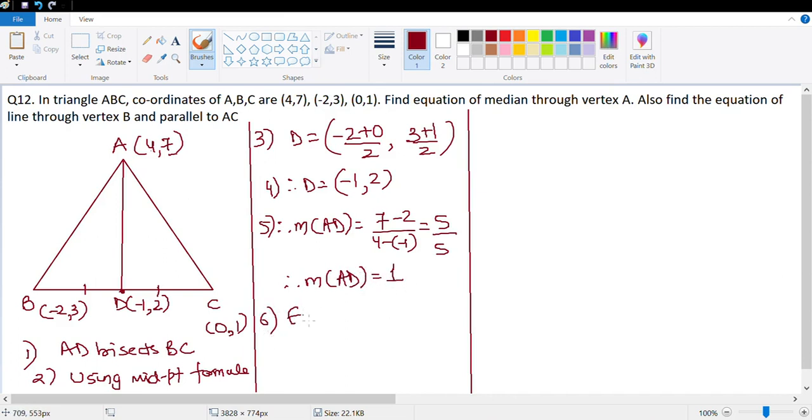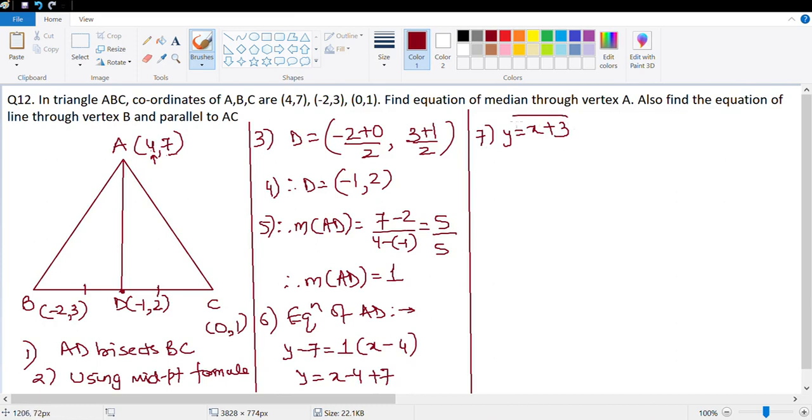Now, the equation of AD we can figure out using the point slope formula, which is y minus y1. In this case, let's take 7 as y1. So y minus 7 is equal to m, we just calculated the slope of the line as 1, times x minus x1. This is 4. So this is y is equal to x minus 4 plus 7. That gives us y is equal to x plus 3. So the equation of line AD is y is equal to x plus 3. So find the equation of the median through vertex A, done.